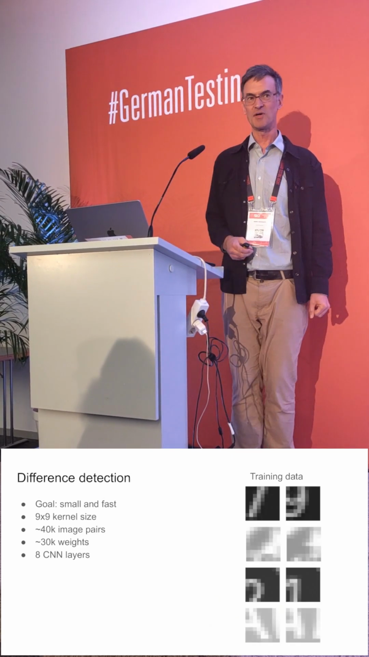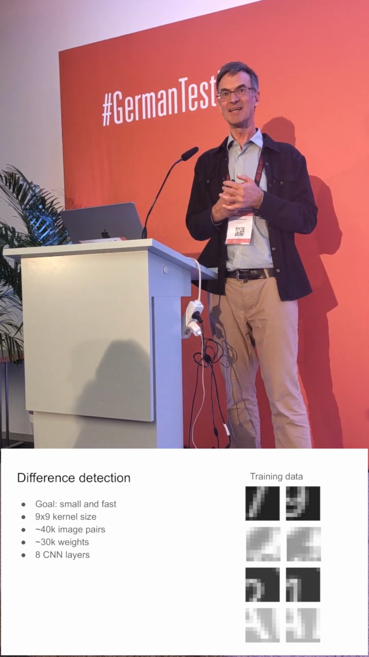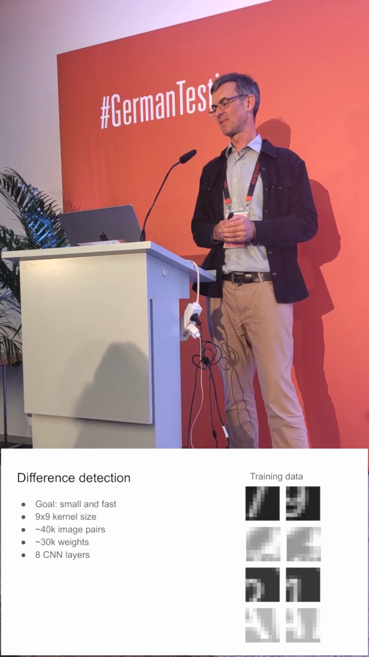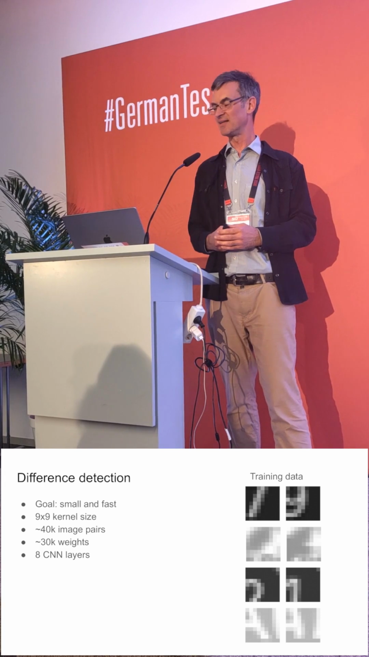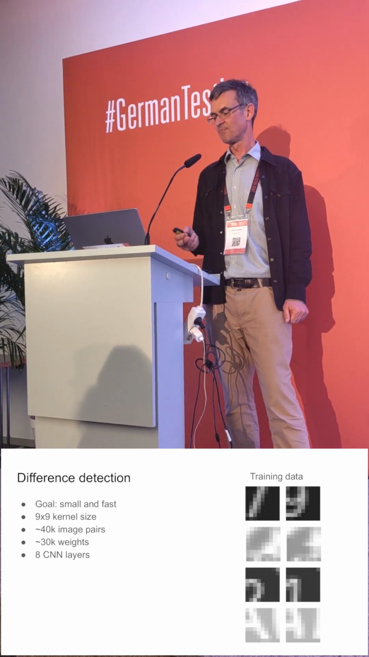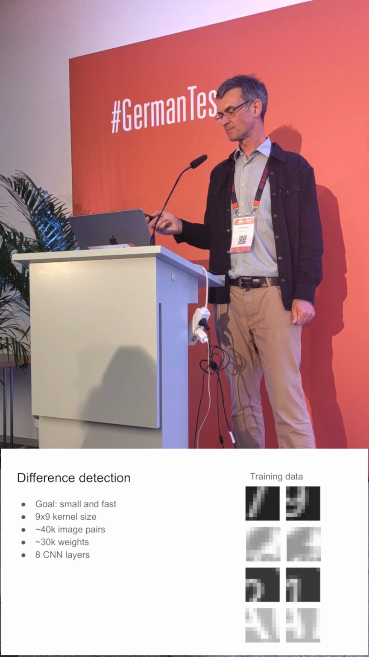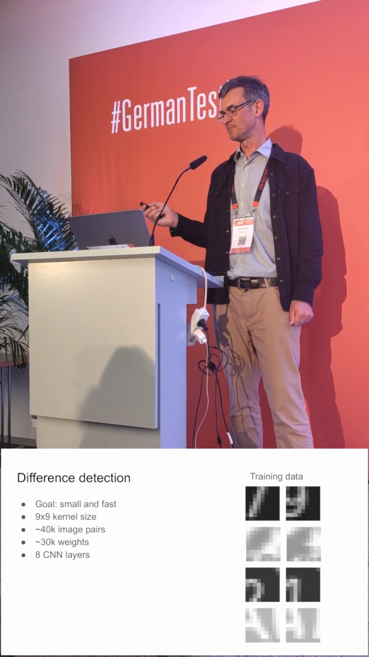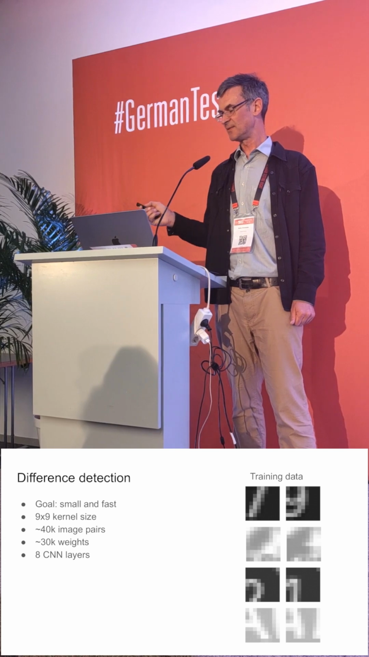And then we train the environment for checking if two images are the same. Here you see also a few examples from the training set. 7 by 7 pixels or 9 by 9 here works pretty well. 30,000 weights for this one and 40,000 image pairs. That was used for training data.